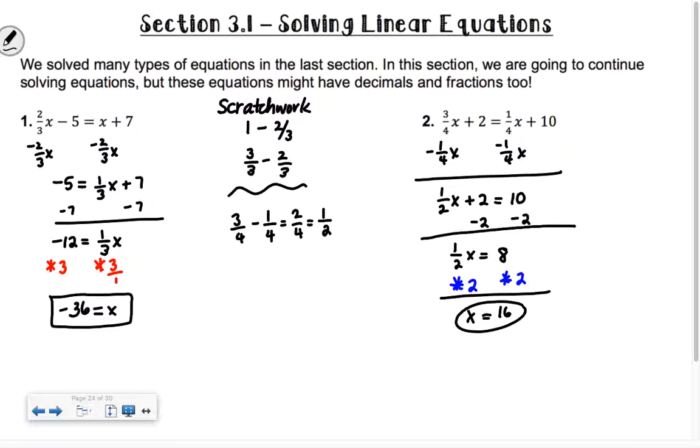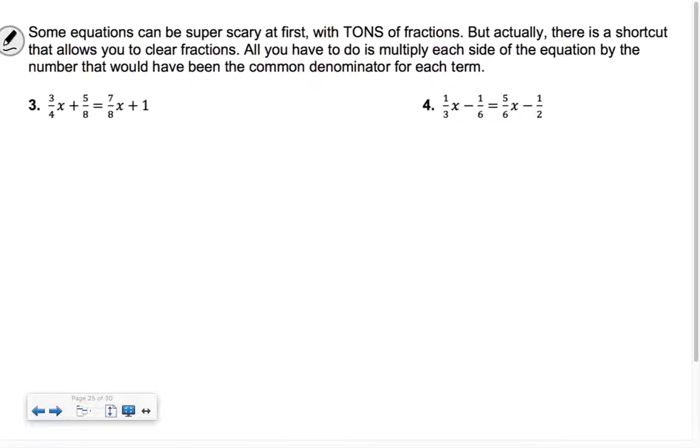All right, next page. It says some equations can be super scary at first. A lot of you guys, like we talked about, have fraction phobia. You see fractions and you freak out. If you have tons and tons of fractions in an equation, some of you just shut down and don't even want to try the problem. Okay, we're going to be better than that. We're not in middle school anymore. We're in high school. We can do these.